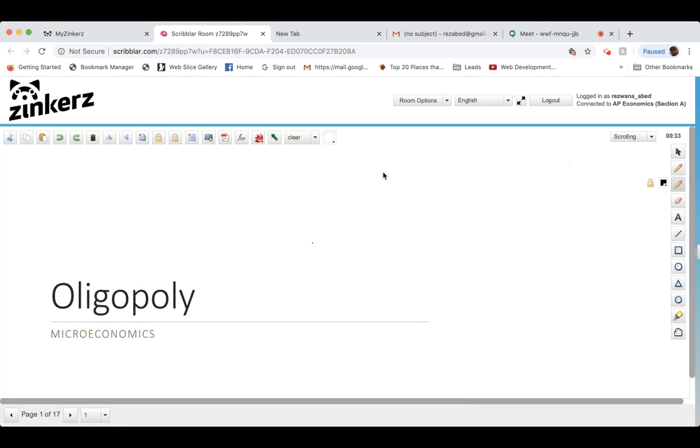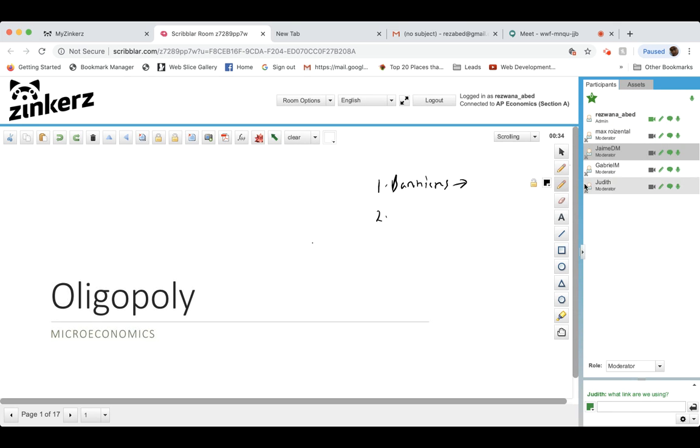Let's say some characteristics, in terms of how many firms we're talking about, the type of product. There are barriers to entry. Good. There is some sort of differentiation in the product. Okay, not really. There are cartels. Let's try some other ones.